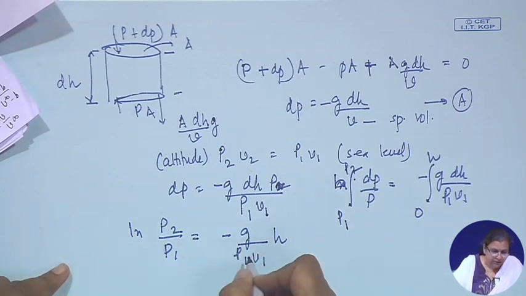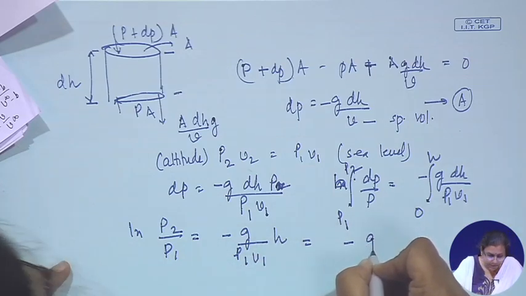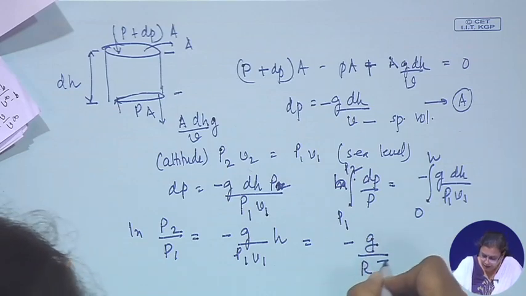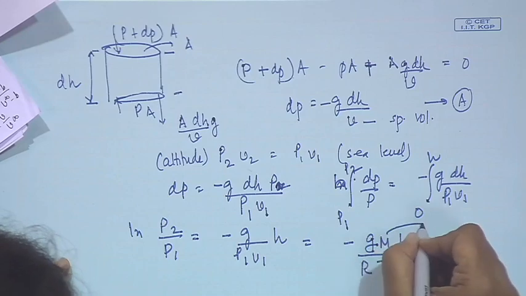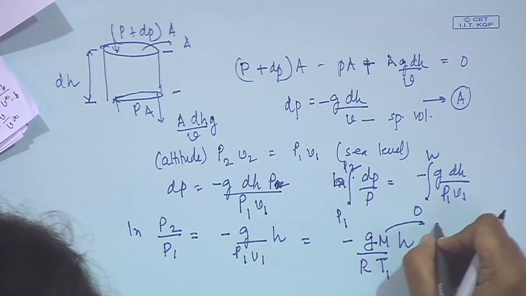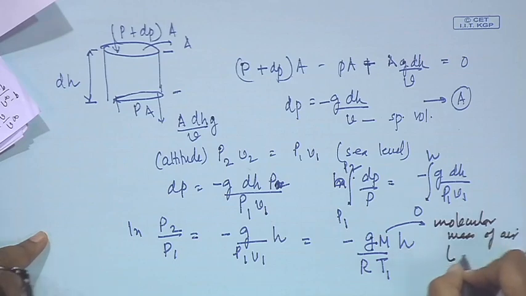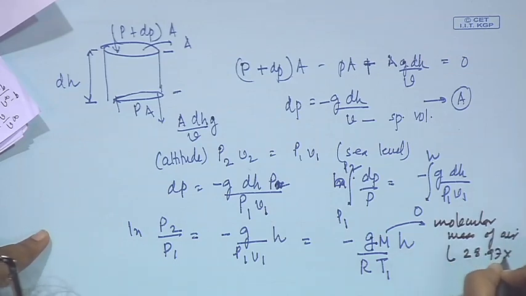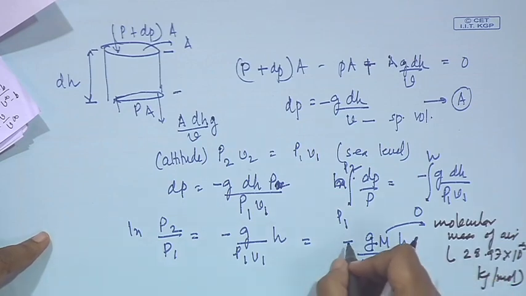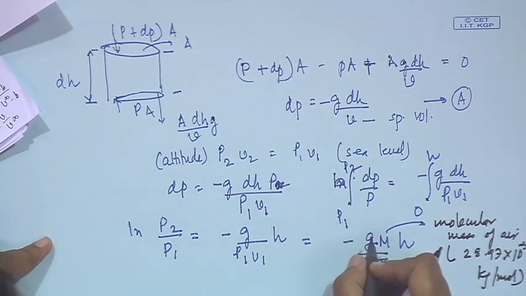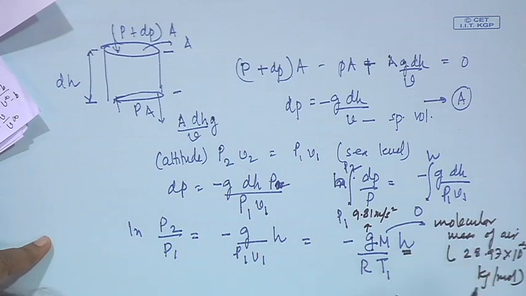And we know that, for this particular case, P1 V1 can be expressed as R T1 by M, where T1 is the temperature here, and M is the molecular mass of air. It is equal to 28.97 into 10 to the power minus 3 kg per mole. G is the acceleration due to gravity; in SI units, this is 9.81 meter per second square. Fine. You are supposed to find out h.